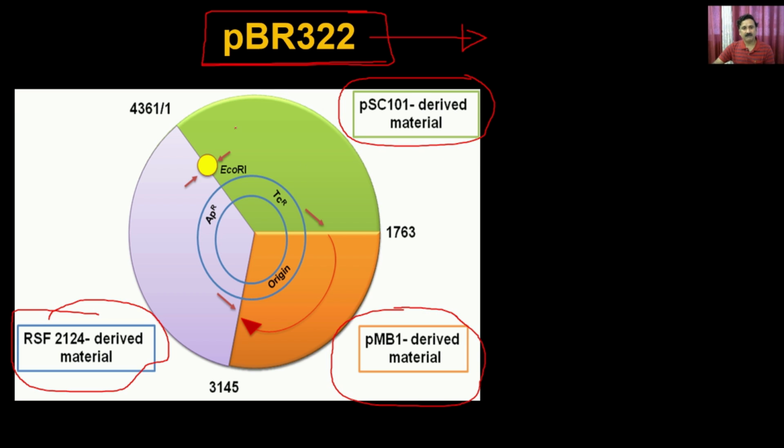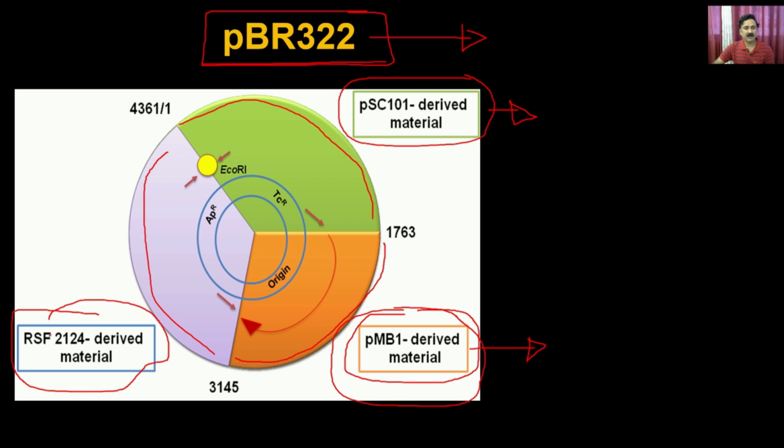They have taken this region from pSC101, which is a naturally occurring plasmid in a bacterial species. Then they have taken the origin of replication from the pMB1-derived material. So the origin of replication from this particular plasmid is also a natural plasmid. And then they have taken the ampicillin resistance gene from RSF2124, and that is also a naturally occurring plasmid.